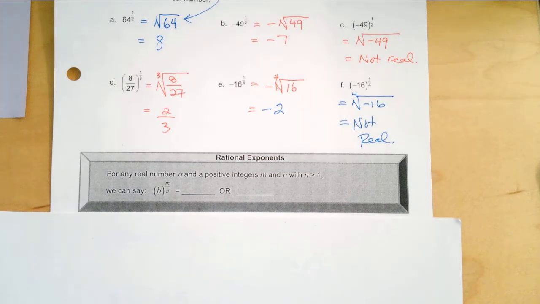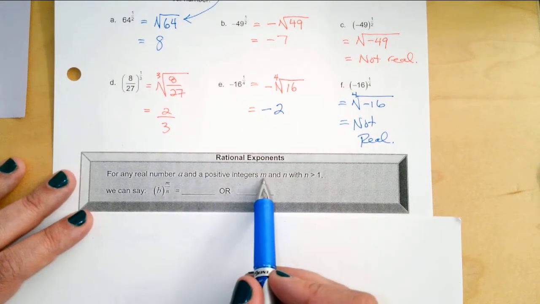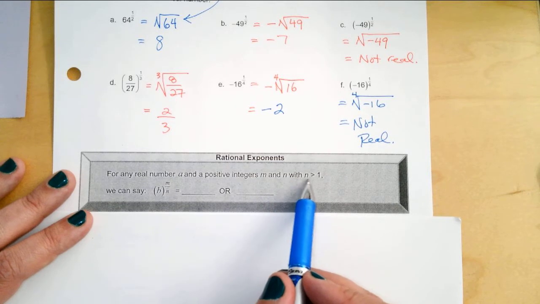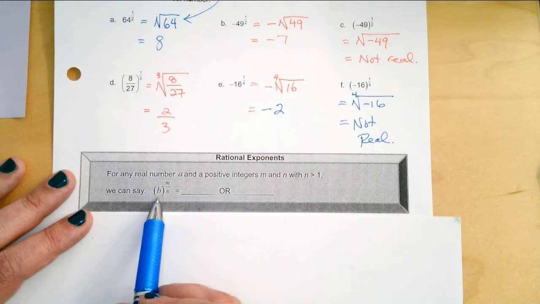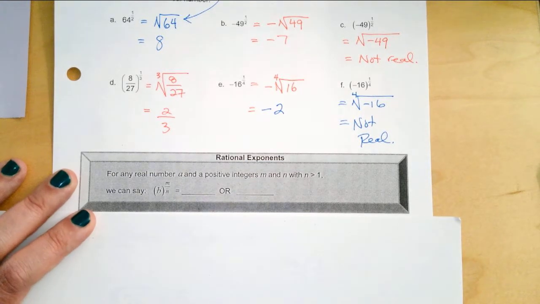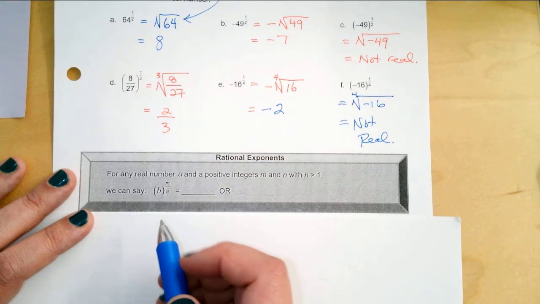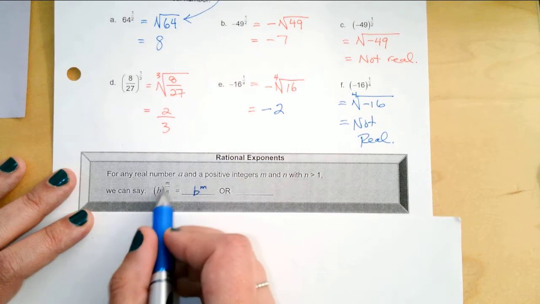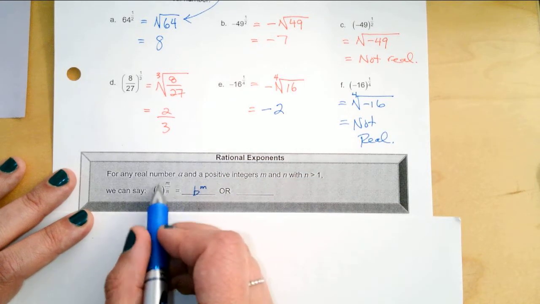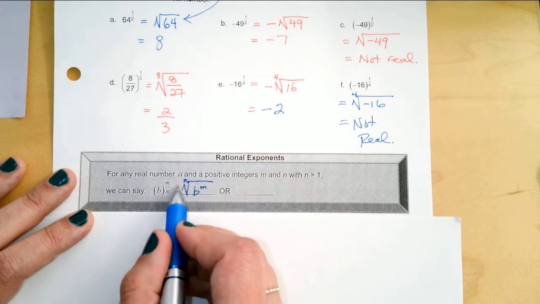Continuing to talk about rational exponents. For any real number a and positive integers m and n, where n is greater than 1 because you can't have n equal to 0, we can say that b to the m over n is the same thing as b to the m power. Notice that the numerator is the power, and the n is the root.